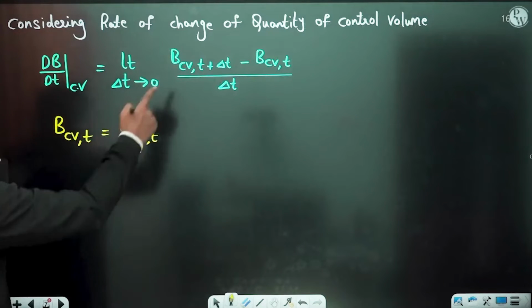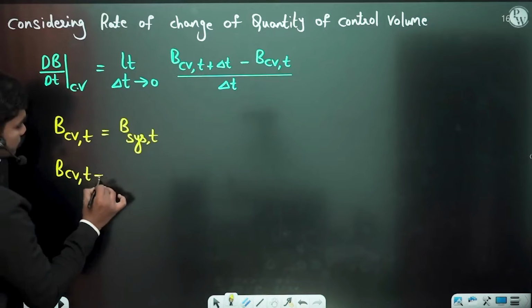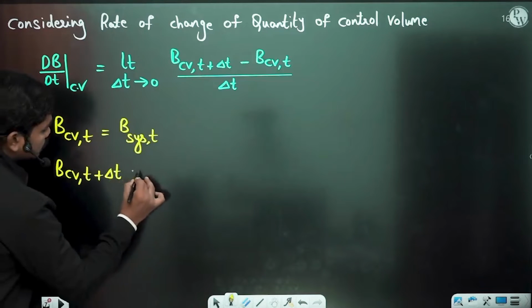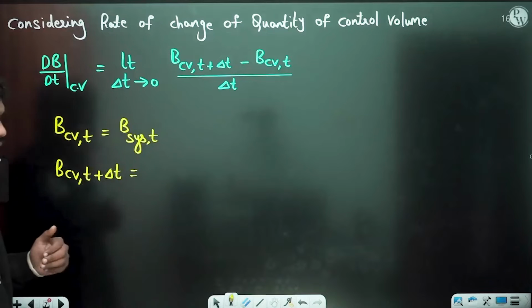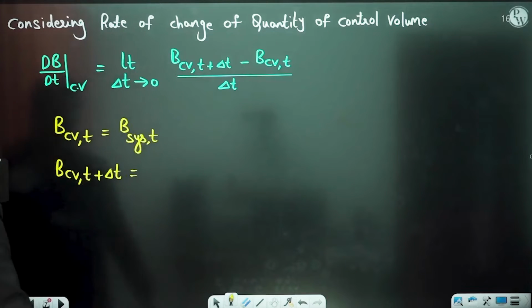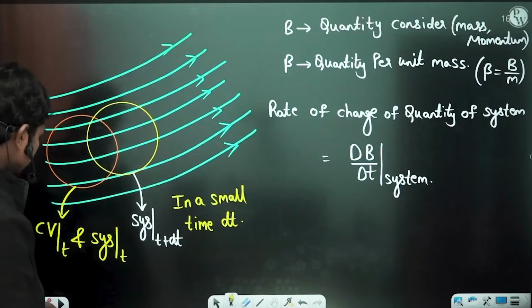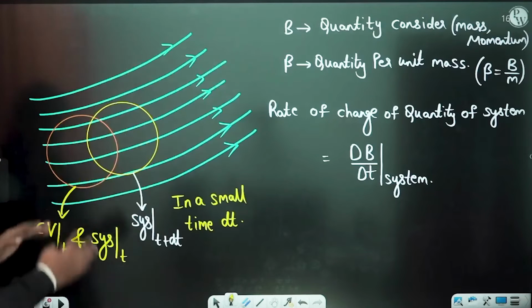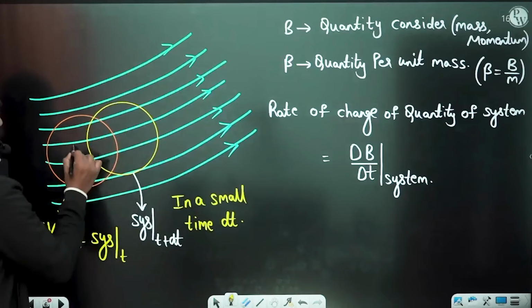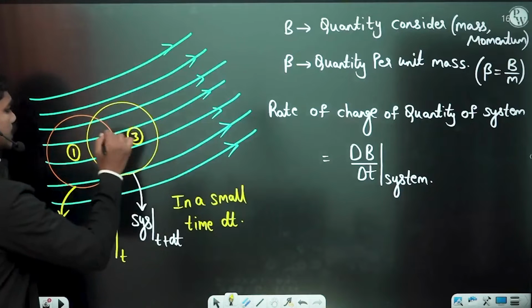Now coming to B of the control volume at time t plus delta t. Let us try to understand what this quantity is. Now this quantity is equal to the control volume at time t. See carefully here, if I split this, for example, into a first part, a second part of the volume, and this is the third part of the volume which is actually going.